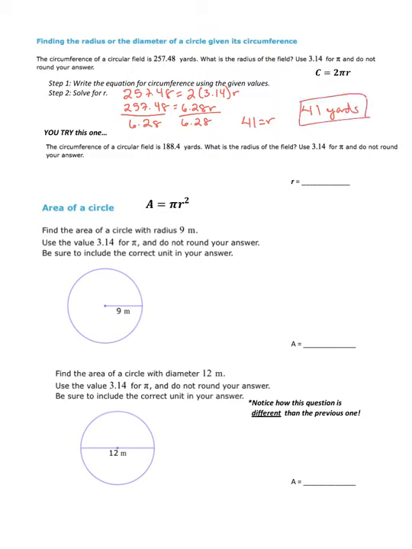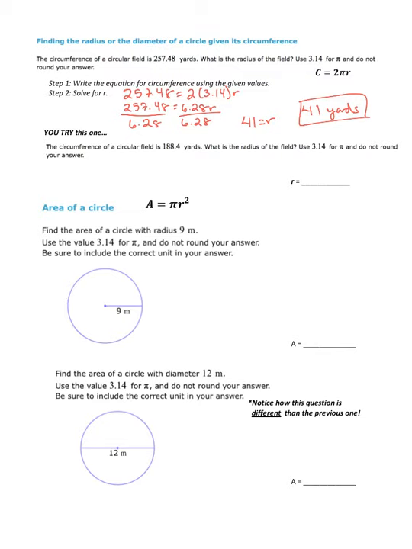Not so bad. We give you the formulas. You simply substitute what you know and then solve for what you do not know. Sometimes they're going to give you 3.14 for pi, sometimes we won't. So that's finding the radius and the diameter using the circumference. All right, let's do this one. The circumference of a circular field is 188.4. What's the radius of the field?